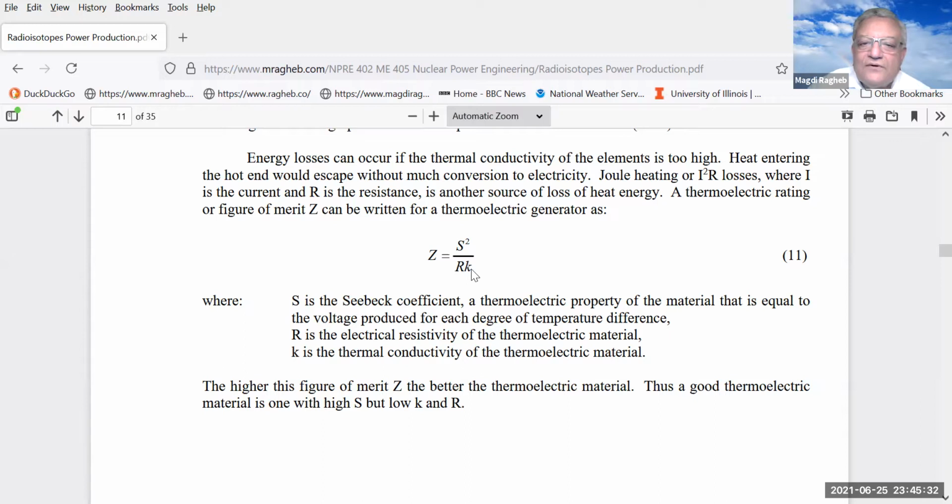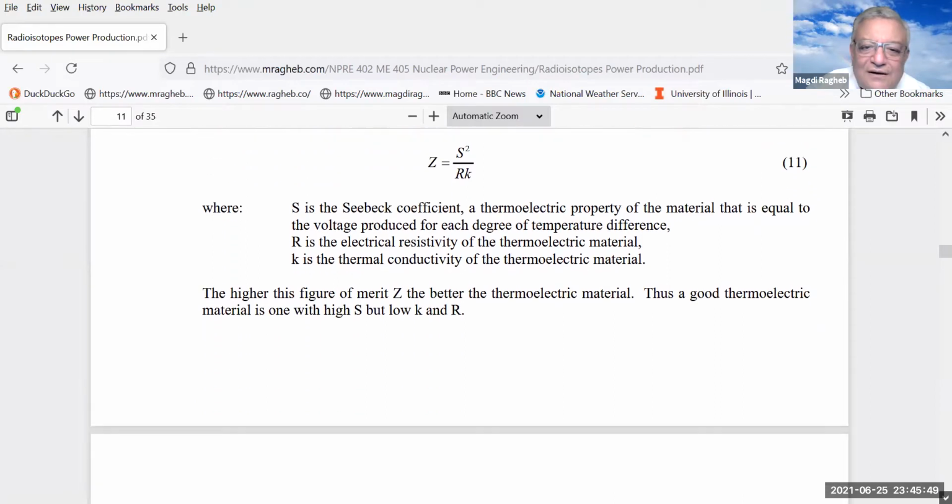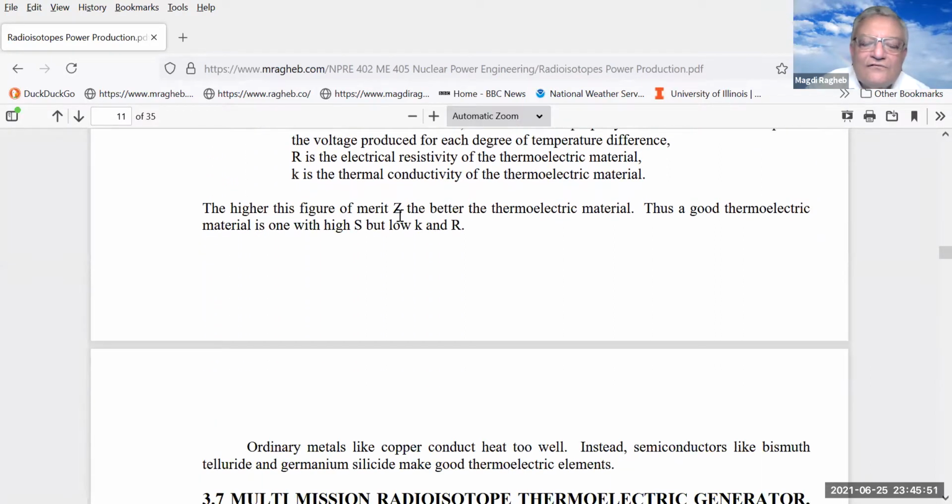And that's really what we call thermoelectricity. You see the R, the resistance of the wire, that's electrical engineering, and K here is conductivity. So that's thermoelectricity in general. It's a whole field of science by itself. The higher that figure of merit Z, the better the thermoelectric materials.